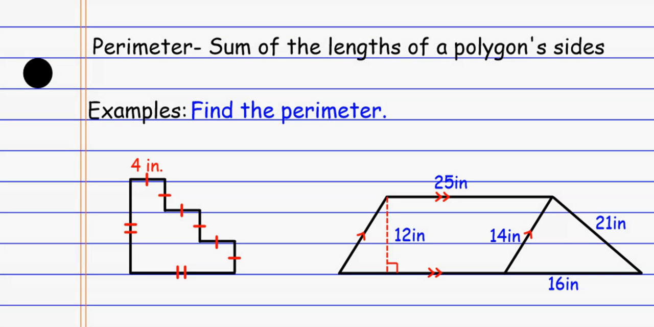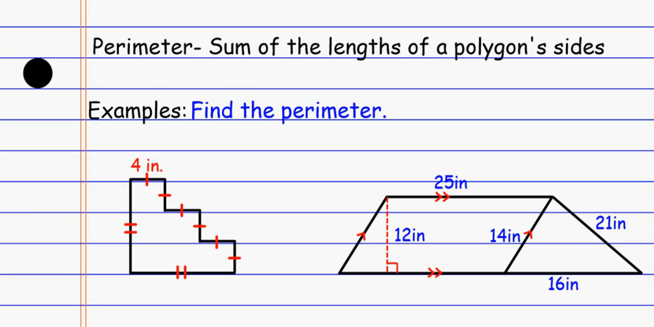Here we're looking at perimeter, but kind of looking at it from the perspective of some of these complex figures. The perimeter is the sum of the lengths of a polygon's sides. So basically, if we just add up all the sides, that's the perimeter. It's the distance around the outside of this thing, okay? As I kind of trace the polygon, that's the perimeter.